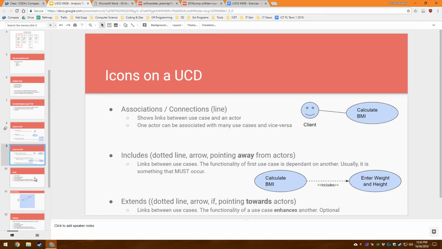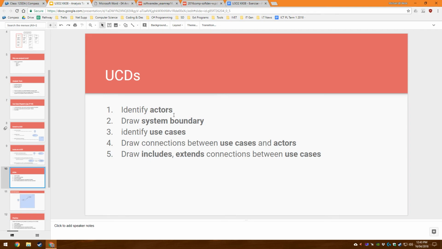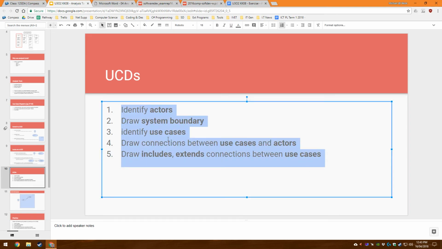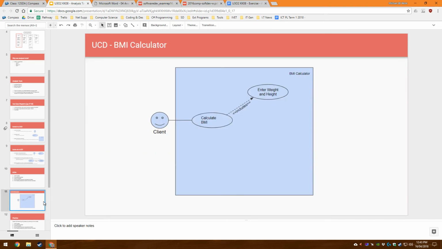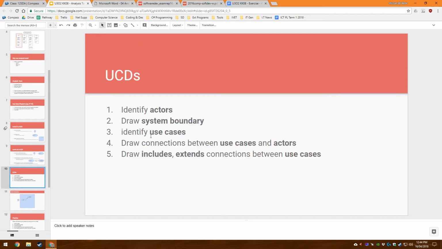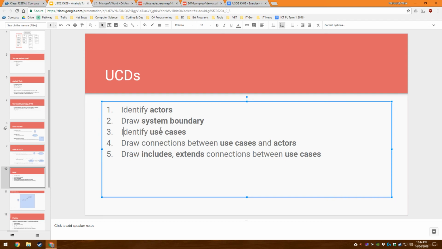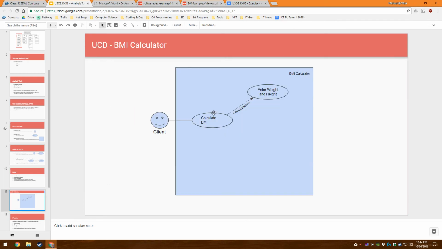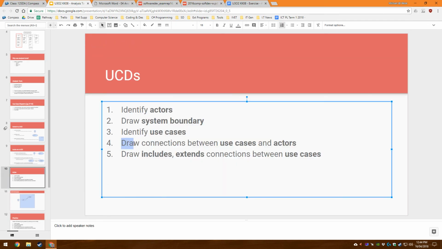How do you go about making a use case diagram? It's best to do it in this order. First of all, identify the actors or the users, so all the stick figures, and you draw them on your piece of paper. Next, you'll draw the system boundary, so the large box you can see here. That represents the system, or in our case, it's probably just going to be a program. Identify the use cases. So what does the program or system allow us to do? Okay, and you draw them in circles here.